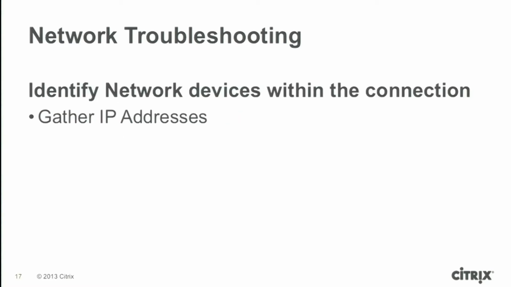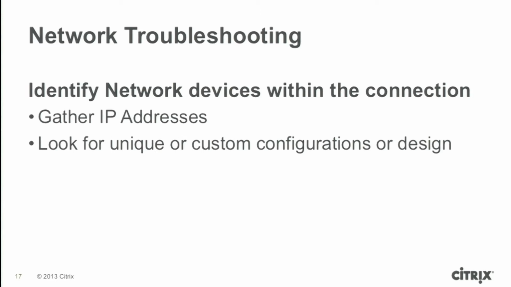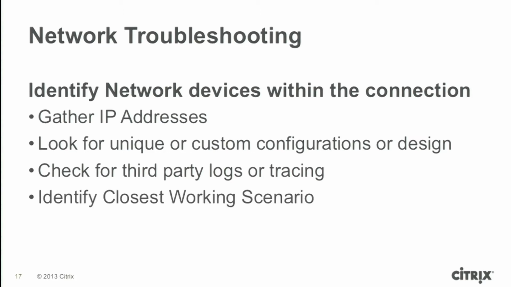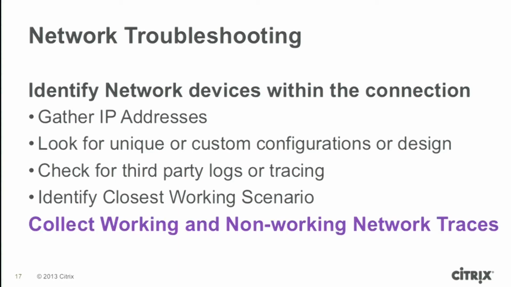So in preparing for network traces, we want to note the IP addresses of all the network devices used for the connection. Look for any unique or custom configurations. And check for logging on the third-party products used for the connection. Try to identify the closest working scenario. Then, if you suspect that there may be a problem at the network level, collect working and non-working network traces.